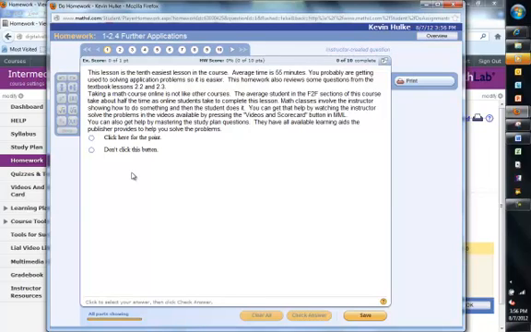Taking a math course online is not like other courses. The average students in the face-to-face sections of this course take about half the time as online students take to complete the lessons. Math classes involve the instructor showing how to do something and then the student does it. You can get that help by watching the instructor solve the problems in the videos that are available by pressing the Videos and Scorecard button. You can also get help by mastering the study plan questions. They have all the learning aids available that the publisher has.